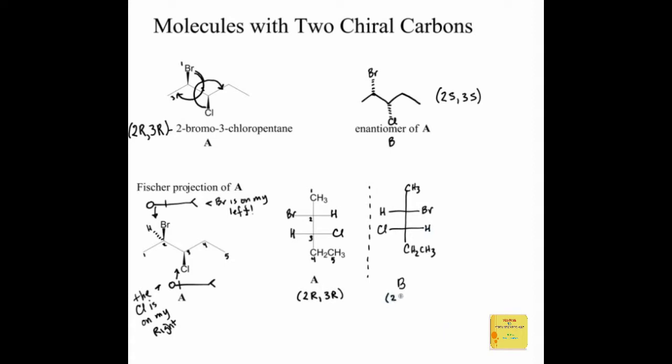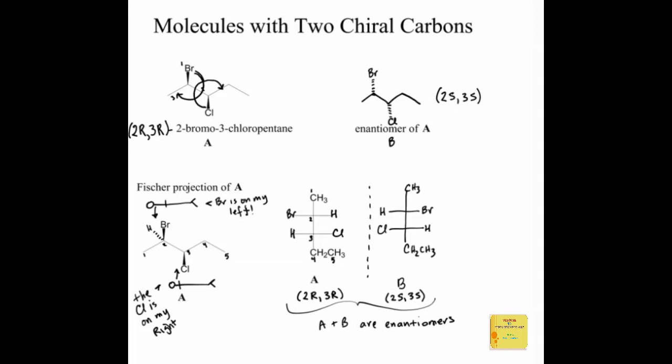This must be 2S, 3S. We can confirm that if we wanted to. And what is the relationship between A and B? Because A is chiral, because B is its mirror image, A and B are enantiomers. Non-superimposable mirror images.